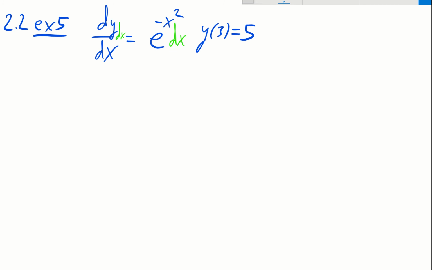So we're going to introduce a dummy variable in this case, and I'm just going to use the dummy variable t. So let's think of y as being some function of t. So we have dy dt is equal to e to the negative t squared. And now everywhere we see an x, we're just putting a t. And now what we want to do is integrate both sides dt.